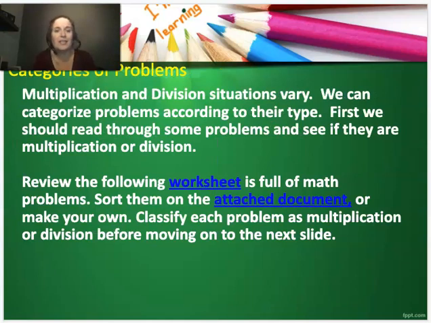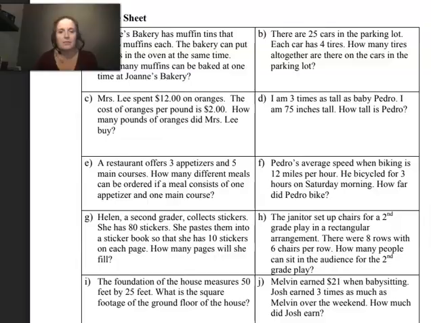Moving on to this week. So there's different categories of multiplication and division situations, and we can categorize them by type. First, let's just read through some problems and see if they're multiplication or division. So you have a worksheet and it's full of math problems. If you click that blue link in your regular slides, or if you look at your assignments for the week, you'll see it. This is what the worksheet looks like, and it's just full of multiplication or division problems. So make sure you have that worksheet.